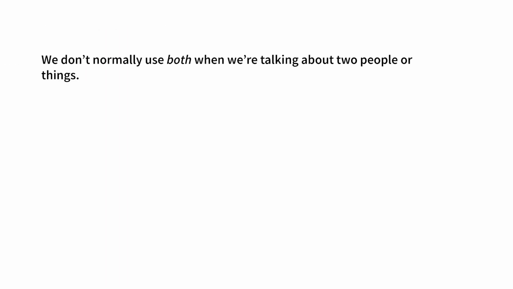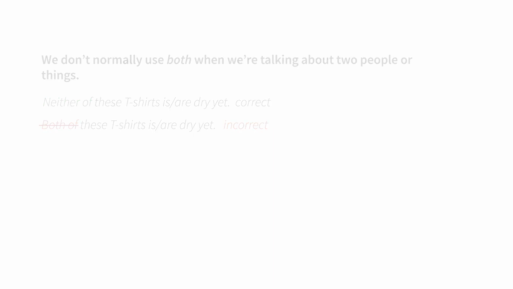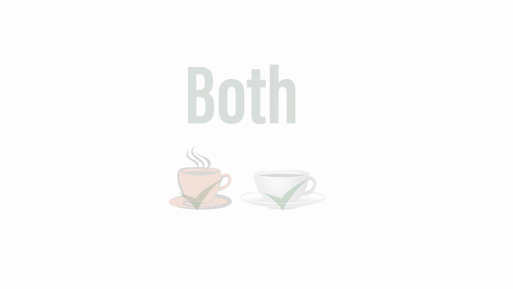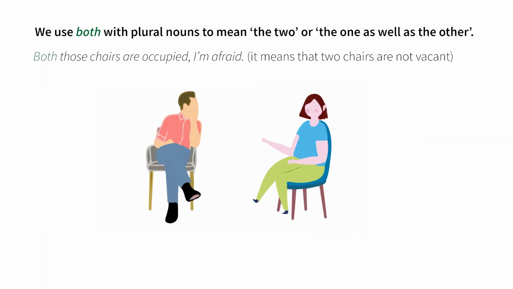We don't normally use both when we're talking about two people or things. Neither of these t-shirts are dry yet. Correct. Both of these t-shirts are dry yet. Incorrect. Both. We use both with plural nouns to mean the two, or the one as well as the other. Both those chairs are occupied, I'm afraid. It means that two chairs are not vacant.